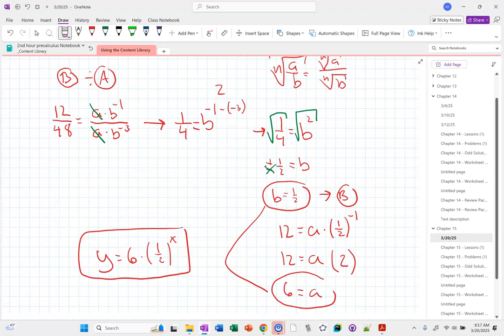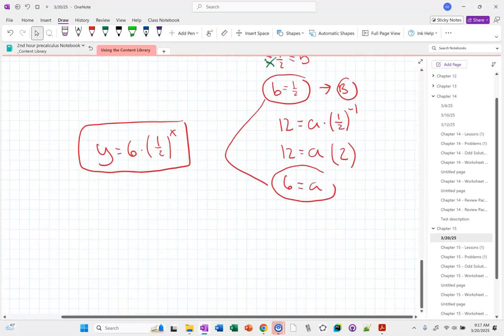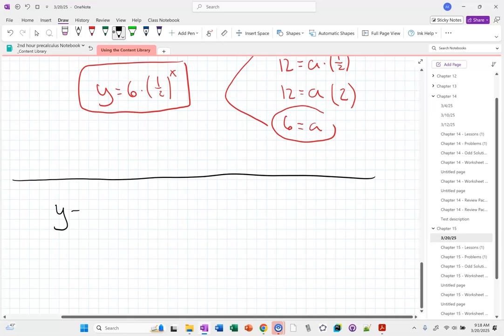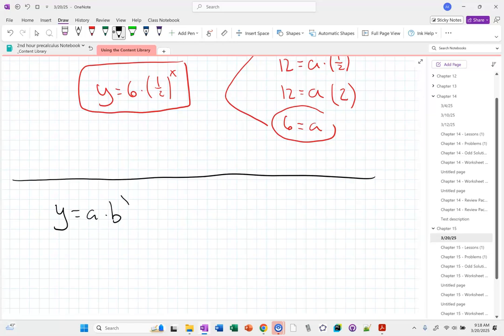Now, of all the different bases for an exponential function, so when I say base, what I mean is B, there is a value for B that's of particular interest to us.